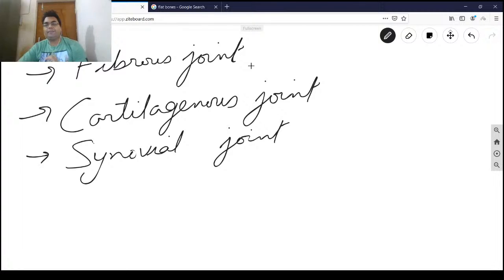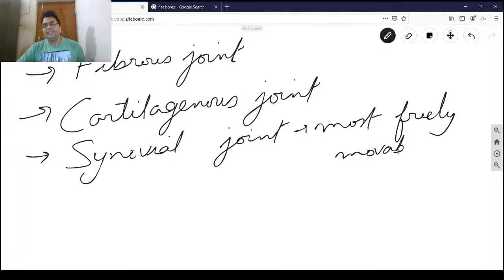The fibrous joints are present on the skull, mostly on the skull, because none of those bones can be moving. In cartilaginous joints, all the human vertebrae are connected via cartilages, so the vertebrae can move. You have this specific bend in the vertebrae, here also, the neck. Then the synovial joints are the most freely movable joints. Maximum maneuverability is present in the synovial joints.